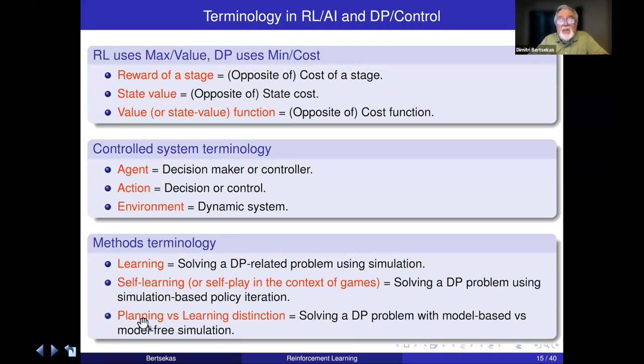In reinforcement learning, there's a distinction between planning and learning. Planning refers to solving a dynamic programming problem with a model, a mathematical model, whereas learning refers to solving a dynamic programming problem with simulation, model-free simulation. So learning again relates to simulation. But notice also that the term learning is used in several different places with different meanings each time. So you may find this a little bit confusing. You have to decipher exactly what's meant by the term learning in each context.